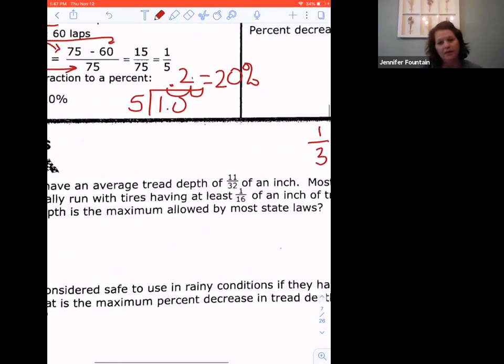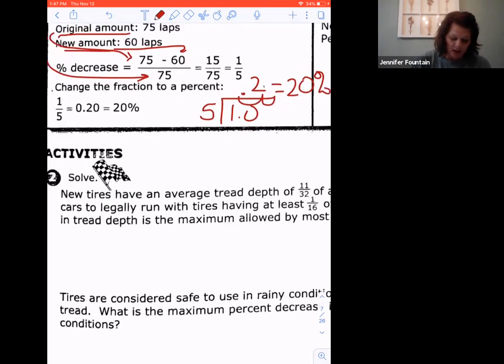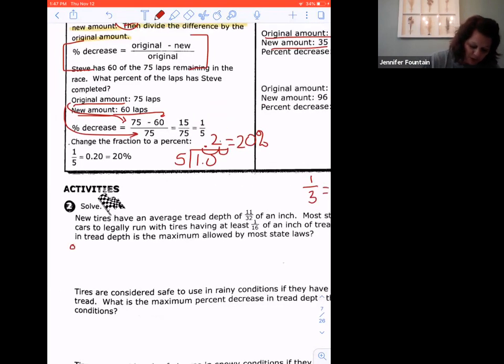Okay, so I've got to think about this. I'm dealing with fractions. Fractions can make me feel very uncomfortable, but we know how to work with fractions. We know that if I'm subtracting fractions, I'm just going to have common denominators. I also know that a fraction is the same as a division problem. So we're just going to work through it. My formula is percent decrease equals original minus new over original.